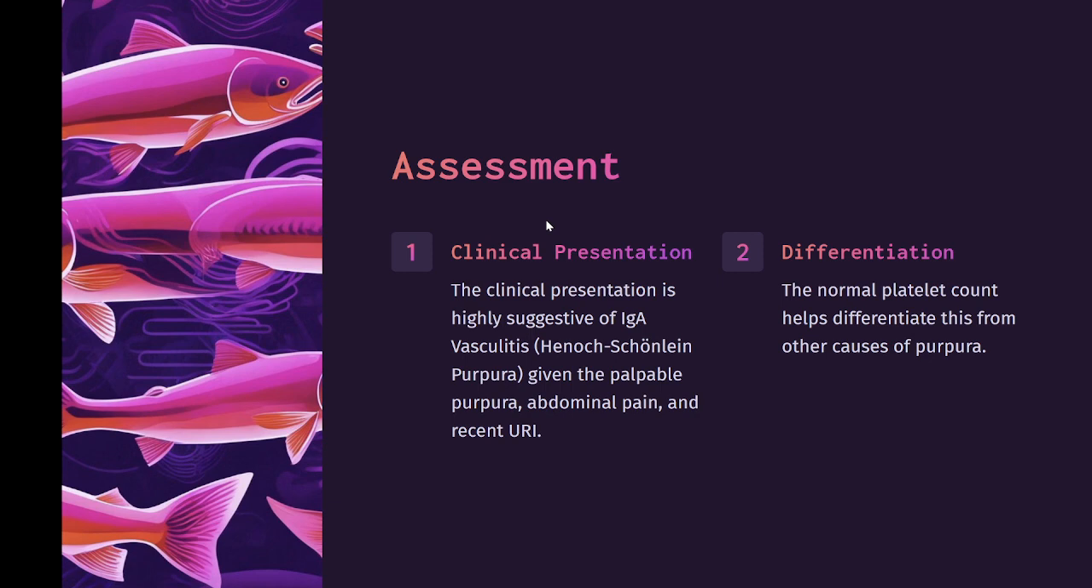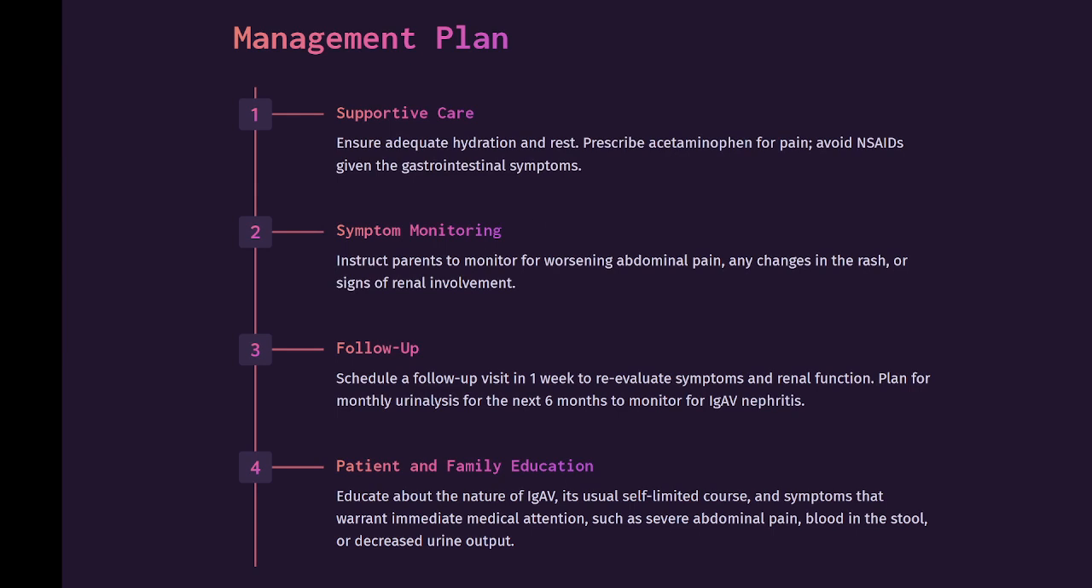Management plan. 1. Supportive care. Ensure adequate hydration and rest. Prescribe acetaminophen for pain. Avoid NSAIDs given the gastrointestinal symptoms. 2. Symptom monitoring. Instruct parents to monitor for worsening abdominal pain, any changes in the rash, or signs of renal involvement. 3. Follow-up. Schedule a follow-up visit in 1 week to reevaluate symptoms and renal function. Plan for monthly urinalysis for the next 6 months to monitor for IgA nephritis.